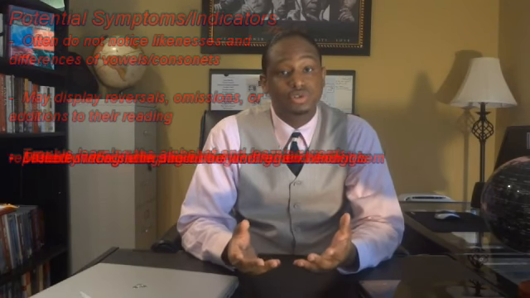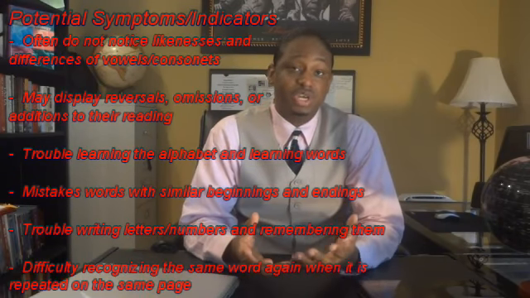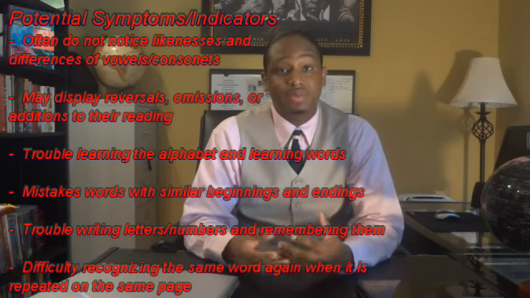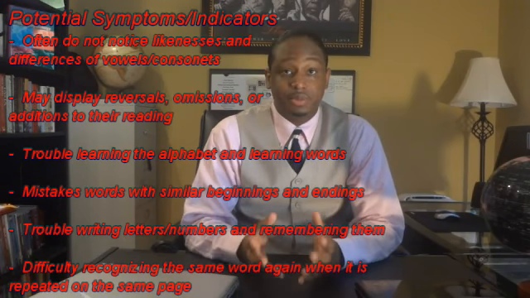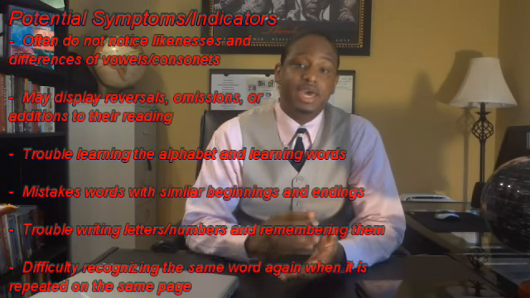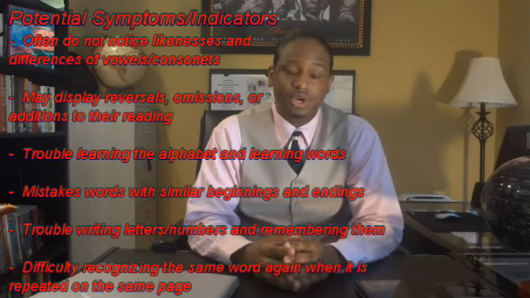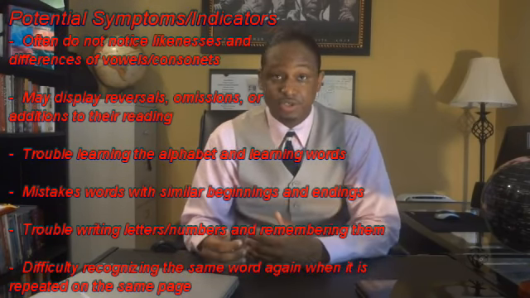Now, there are a couple of symptoms that may indicate a problem in this area. Someone may often not notice likenesses and differences of vowels and consonants in words. One may display reversals or omissions or additions in their reading. Another symptom is that they may have had initial trouble learning the alphabet and recognizing words. Also, one may mistake words with similar beginnings or endings. And lastly, one may have trouble writing letters and numbers and remembering them. Oh, and one more. One may have difficulty recognizing the same word again when it's repeated on the same page.